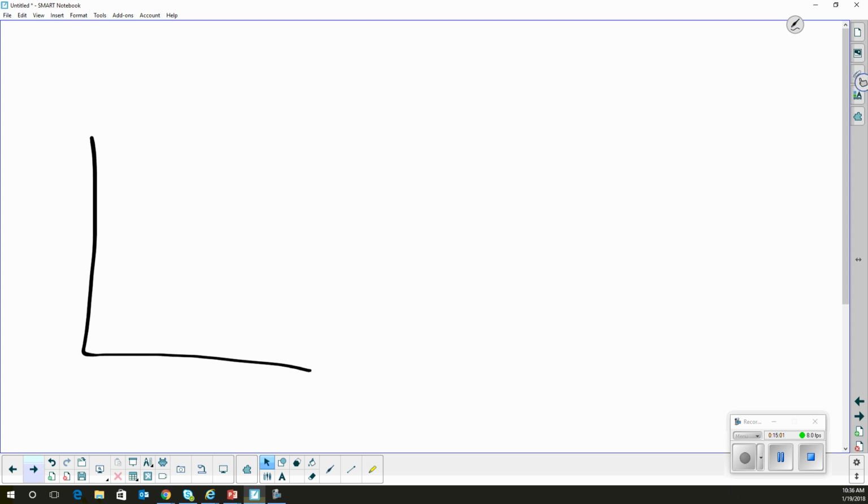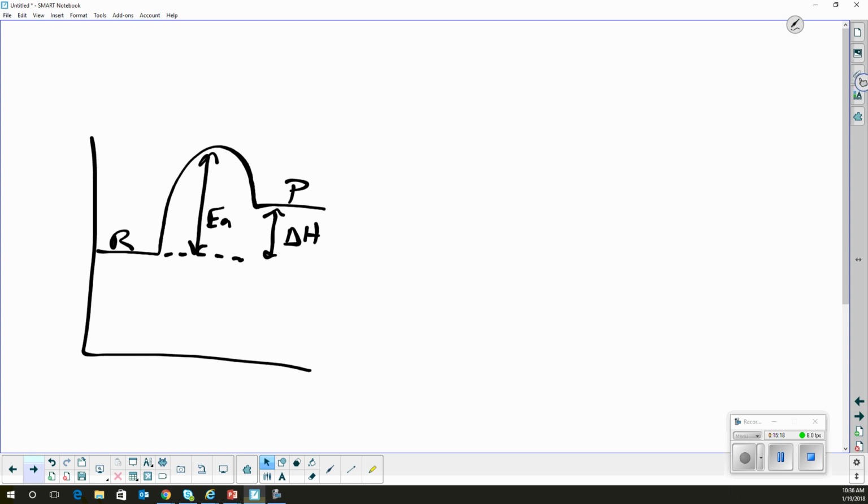So here's endothermic. I'm putting energy in, so I start with my reactants here. Here's my products. This point from here to here is my energy of activation, how much energy it takes to get the reaction started. From here to here is my change in heat or change in energy. And if it's positive, like it will be here, I had to put energy in, and this is endothermic.